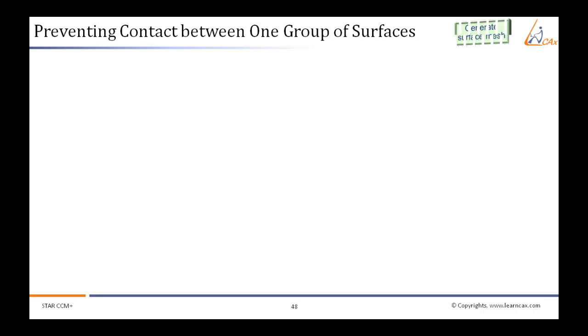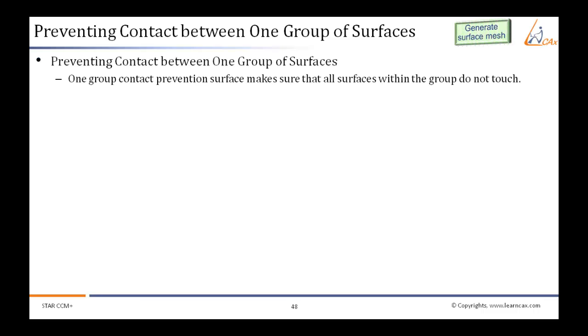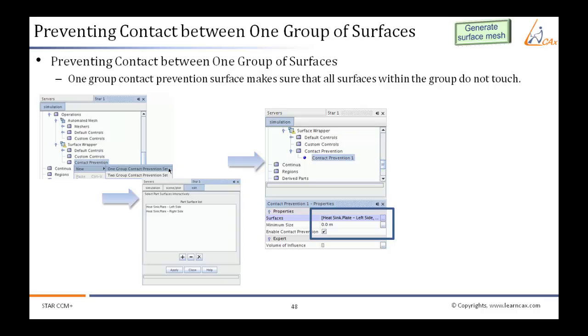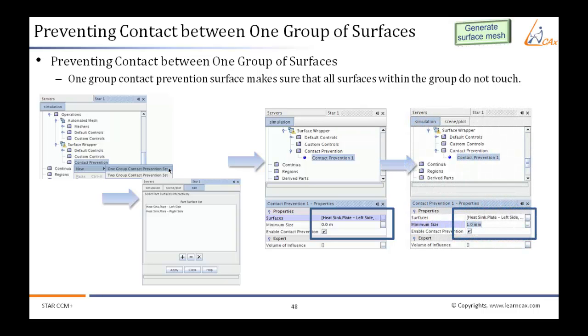There are two types of contact prevention. First is preventing contact between one group of surfaces. One group contact prevention makes sure that all surfaces within the group do not touch. To activate this option, right-click the Operations, then Surface Wrapper, then Contact Prevention node and select One Group Contact Prevention Set.